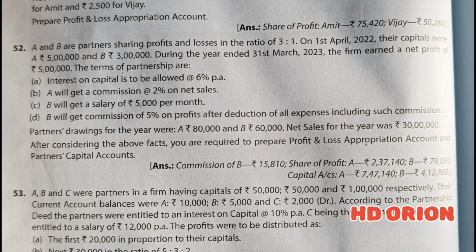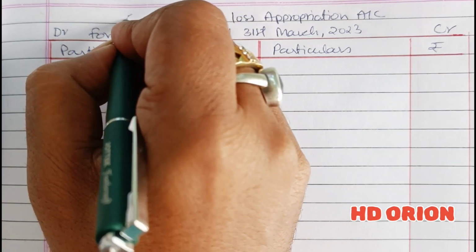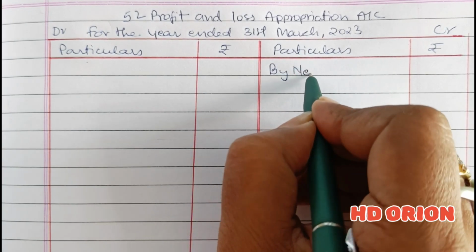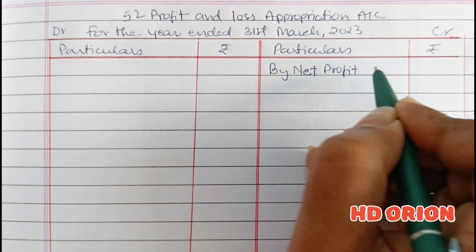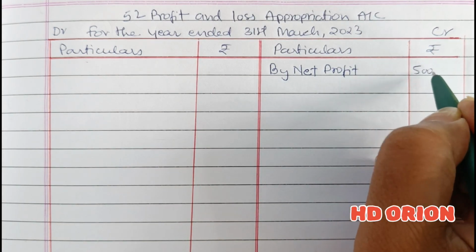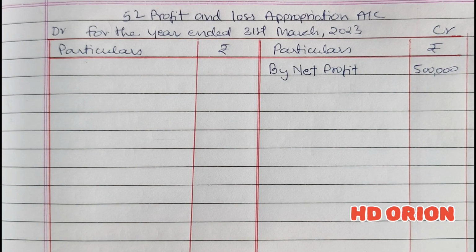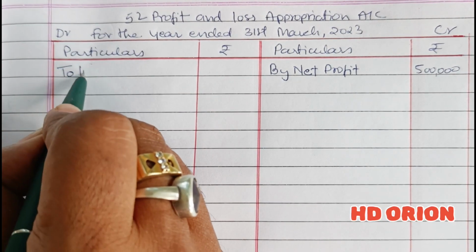So let us see the solution. Solution 52, profit and loss appropriation account. To the credit of it we will write by net profit. As given in the question, it is 5 lakh rupees. Because it is a credit balance, all the profits should be shown on the credit side of brought down. Now this has to be appropriated in the form of interest on capital.